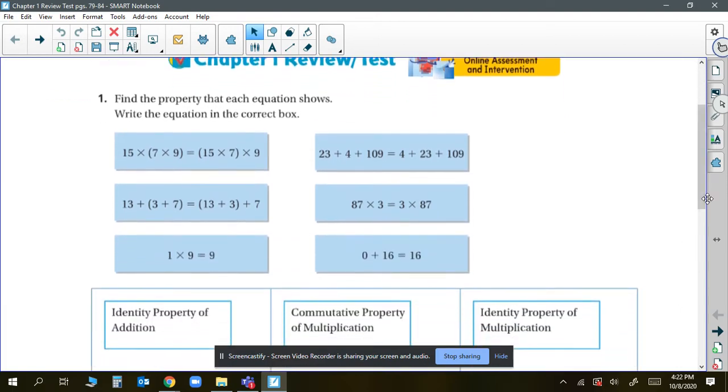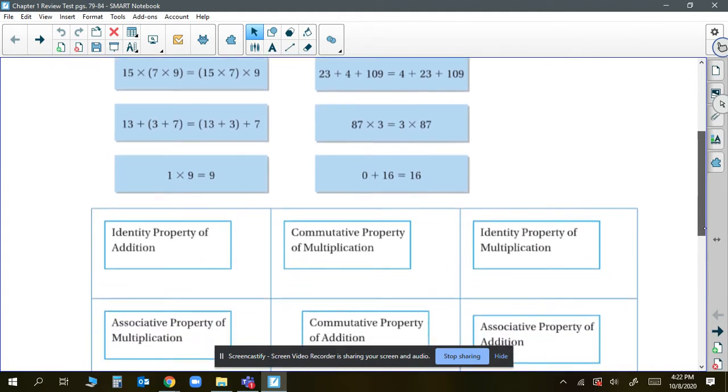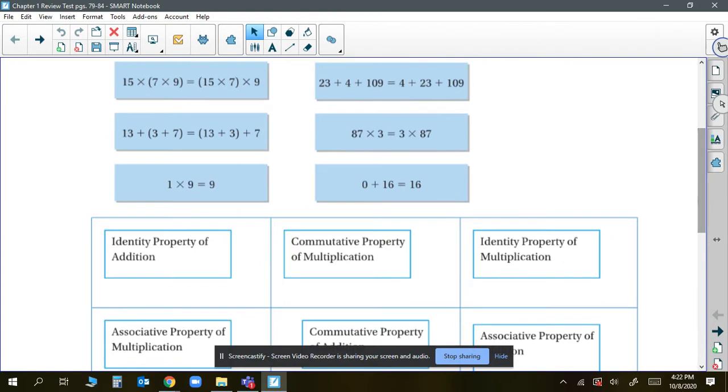We have number 1, find the property that each equation shows and write the equation in the correct box. Okay, so let's take a look at some of these properties. I know some of you guys are still having a little bit of trouble with this. So listen up and see if we can match some of these guys up here. So the first one down here is the identity property.